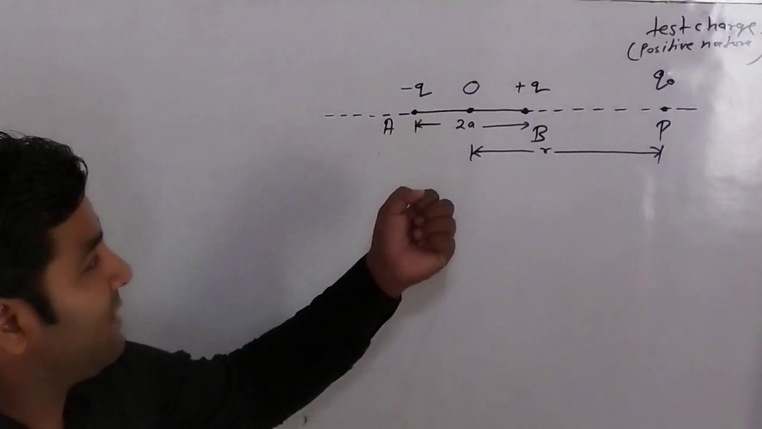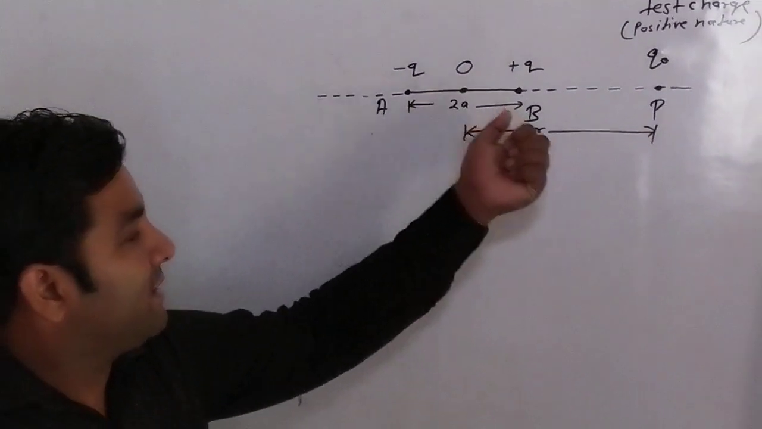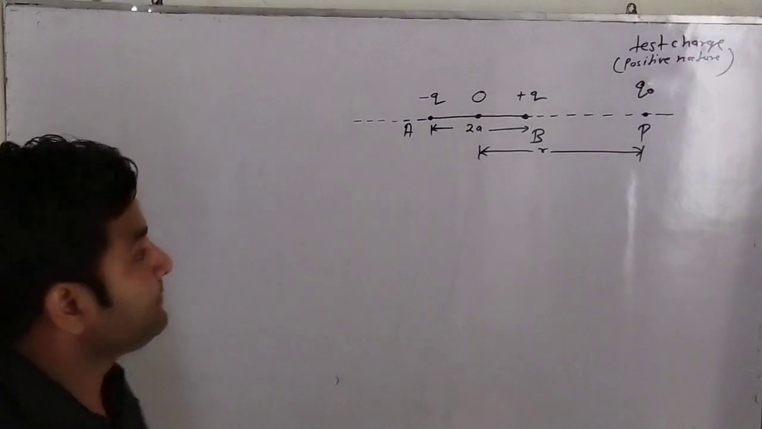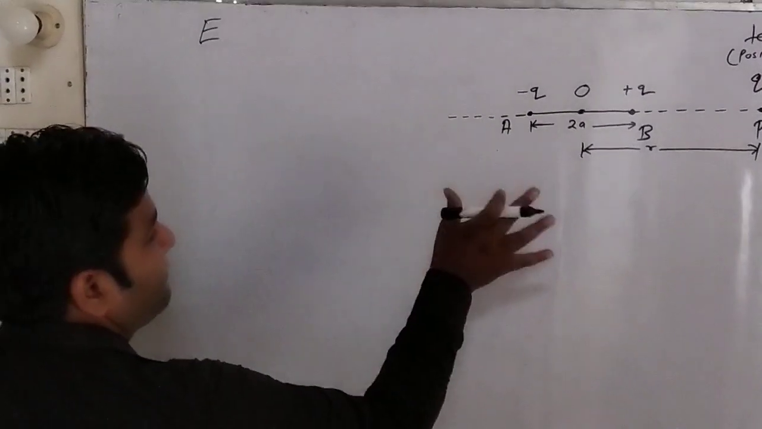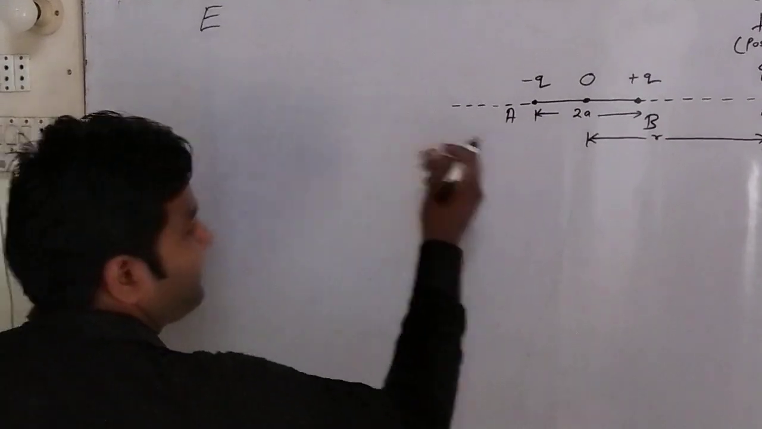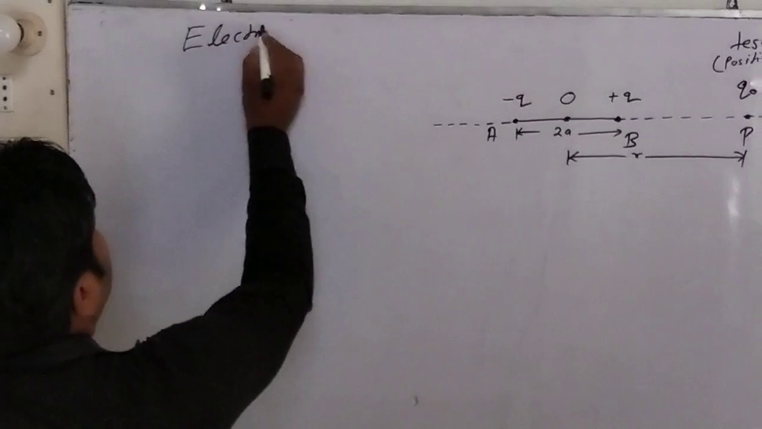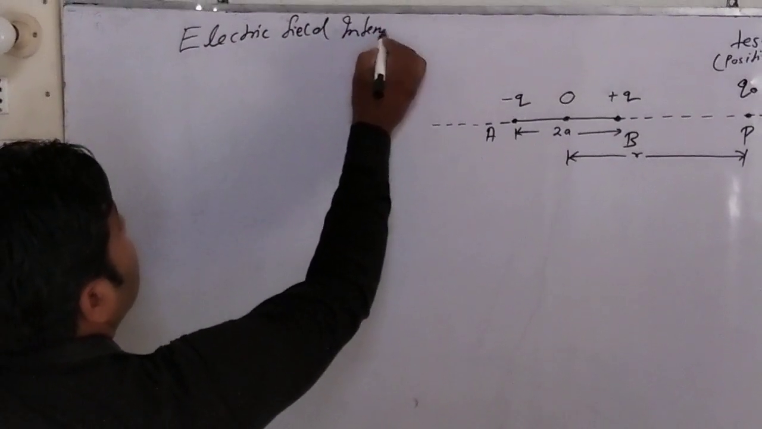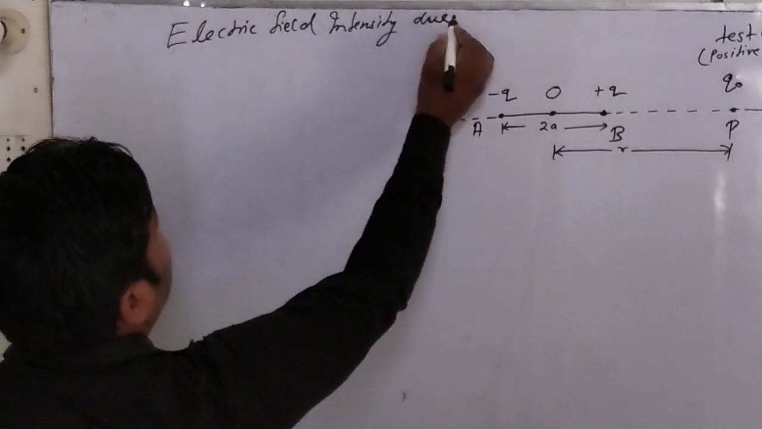So first of all we have to calculate the electric field intensity due to the minus q charge and also due to the plus q charge, and then calculate the resultant. In this case the important concept is only the diagram. Whenever the diagram concept is clear, then you can derive the electric field intensity due to the dipole very simply.